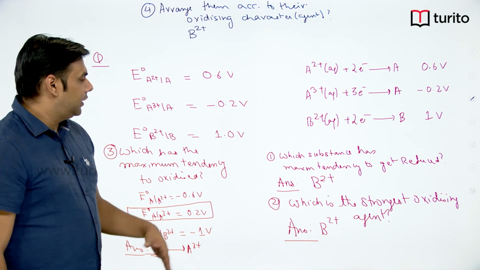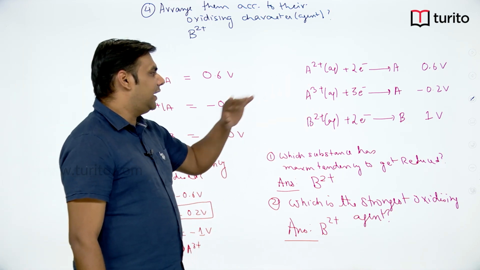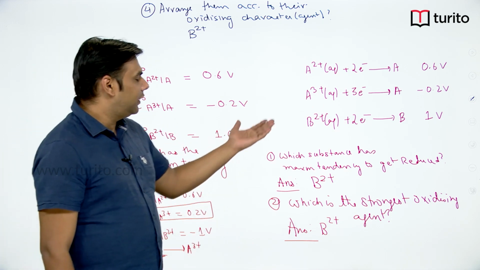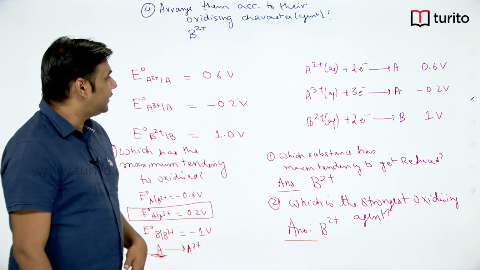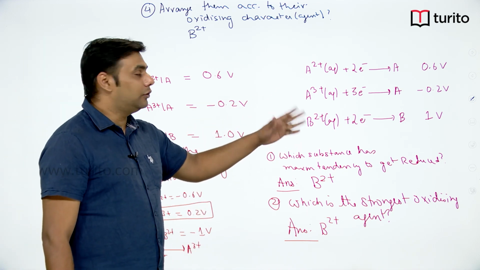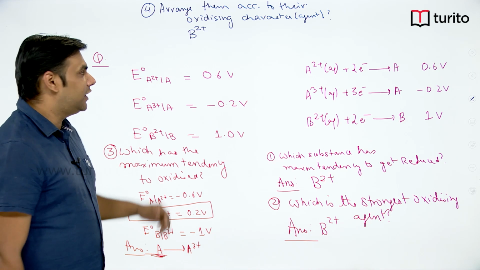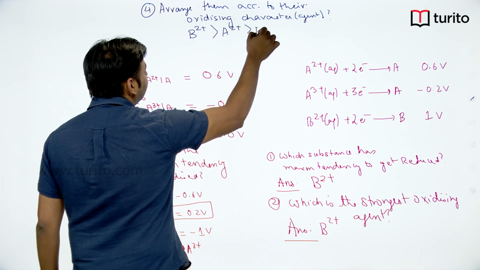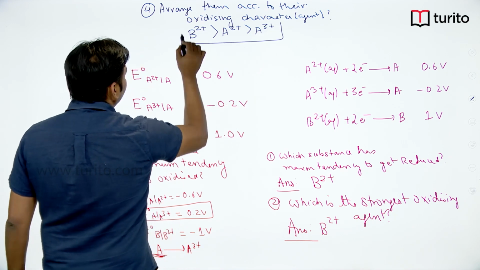Now if you consider between A2+ and A3+, the reduction potential of A2+ is 0.6, which is positive, and the reduction potential of A3+ is negative. So the tendency of A2+ to get reduced will be more than that of A3+. So A2+ will be the stronger oxidizing agent than A3+. So this would be the answer.